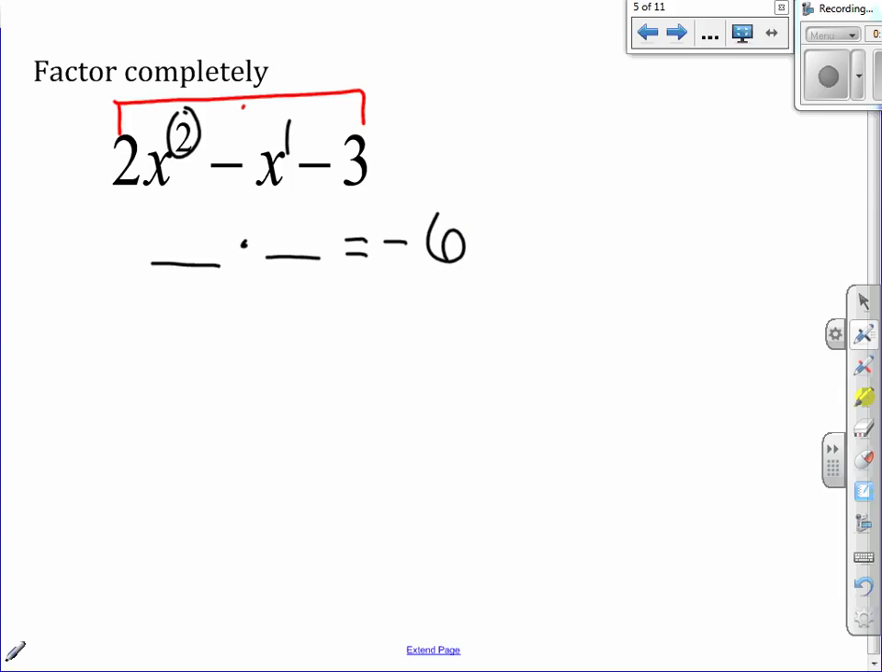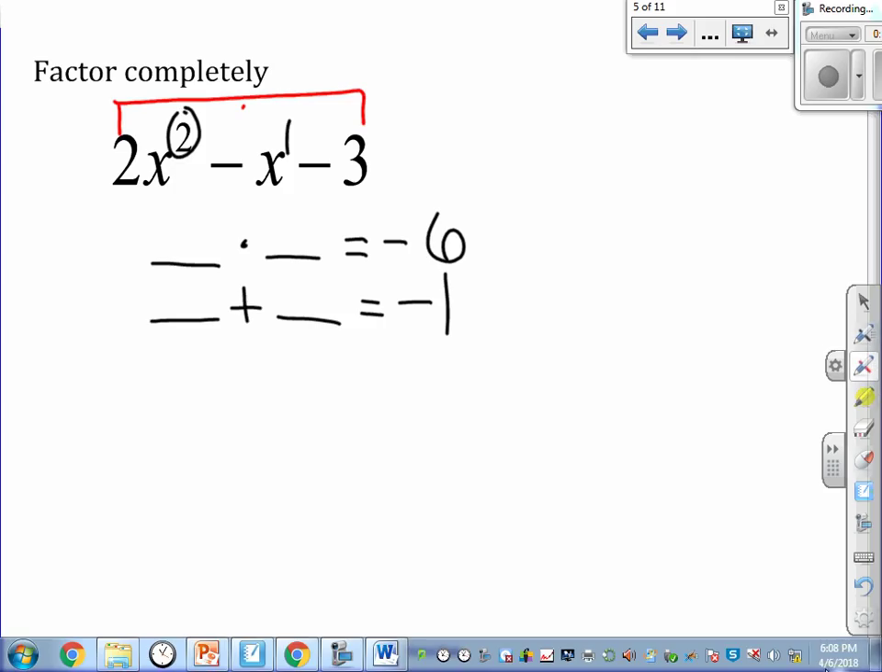Same rules apply. We need a number and another number that adds to what's center stage, right there in the middle, negative 1. What two numbers multiply to negative 6 but add to negative 1? Negative 3, positive 2, right? Makes some sense? Negative 3, positive 2?